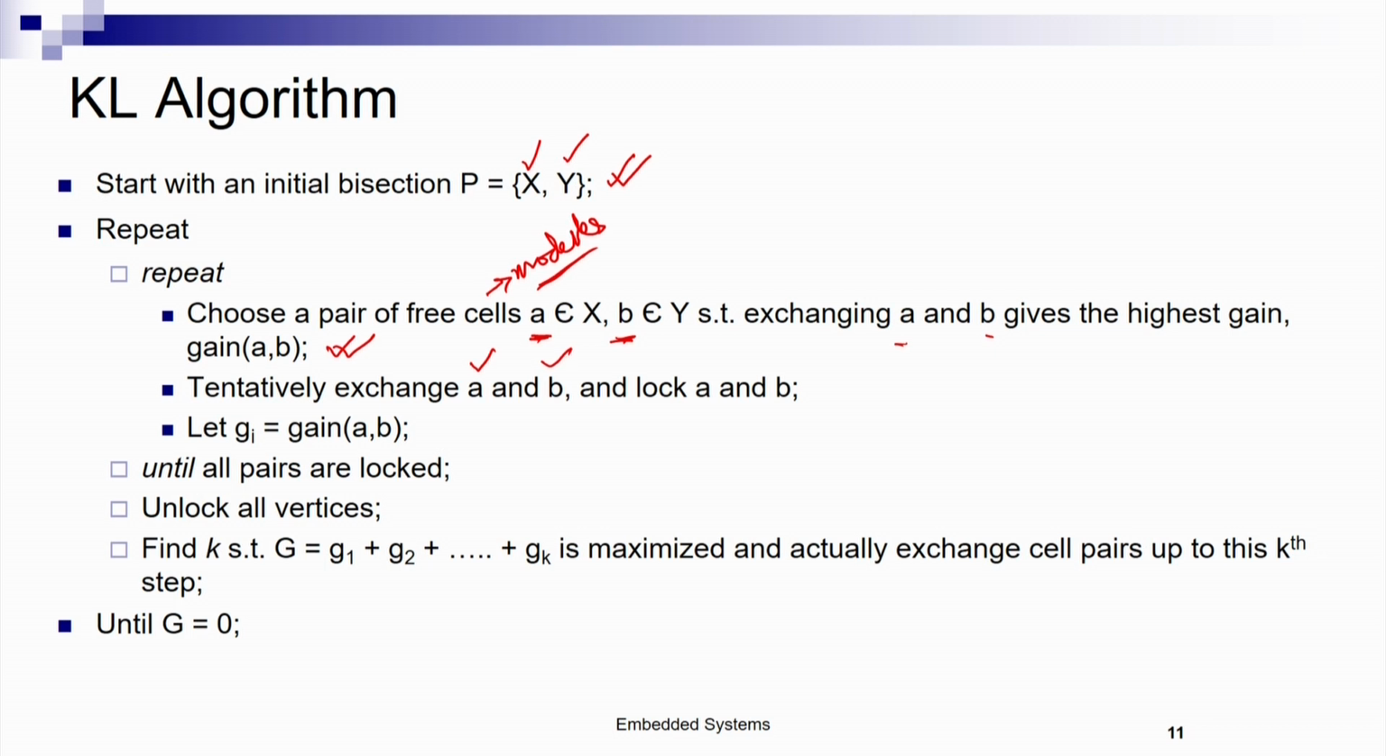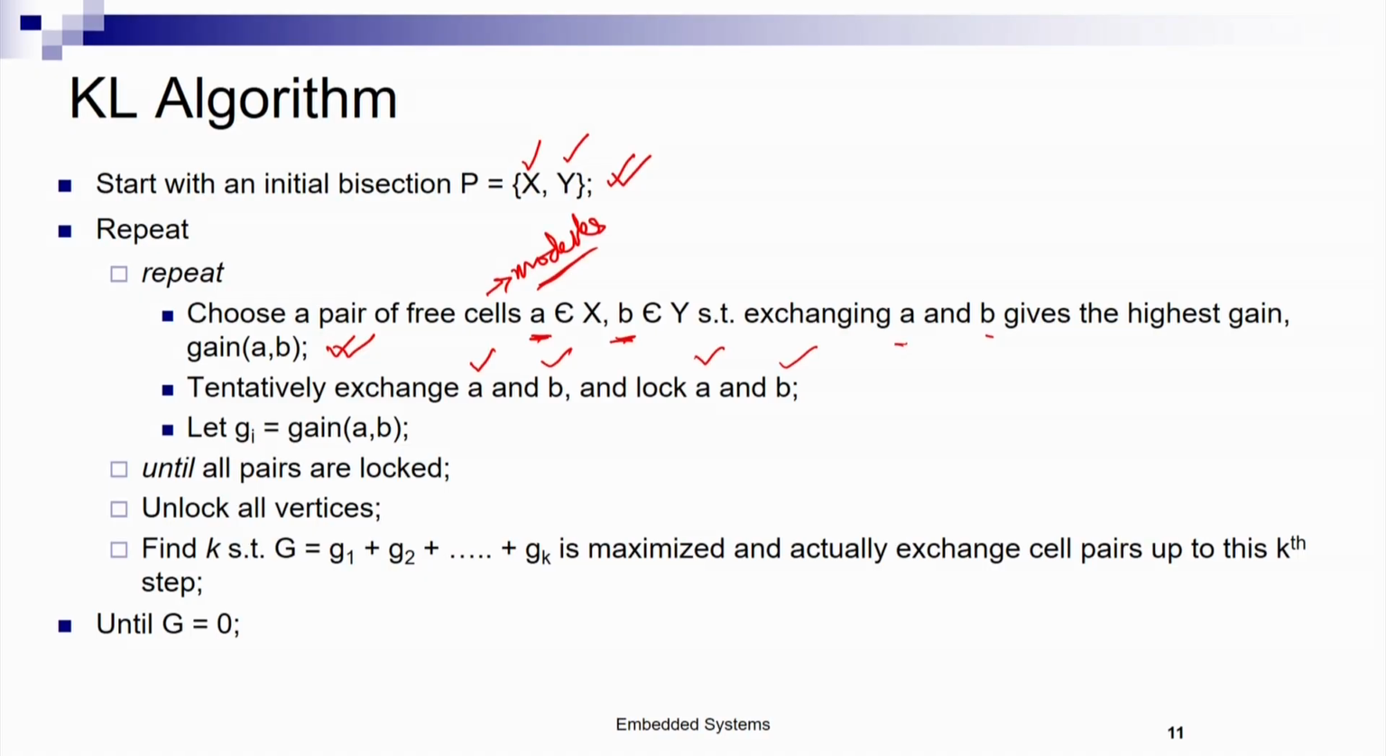It is not a final move, but for the time being we exchange and then lock A and B. So, firstly we had n nodes in X and n nodes in Y, and then we took A from X and B from Y, we exchanged them and locked them from further consideration.